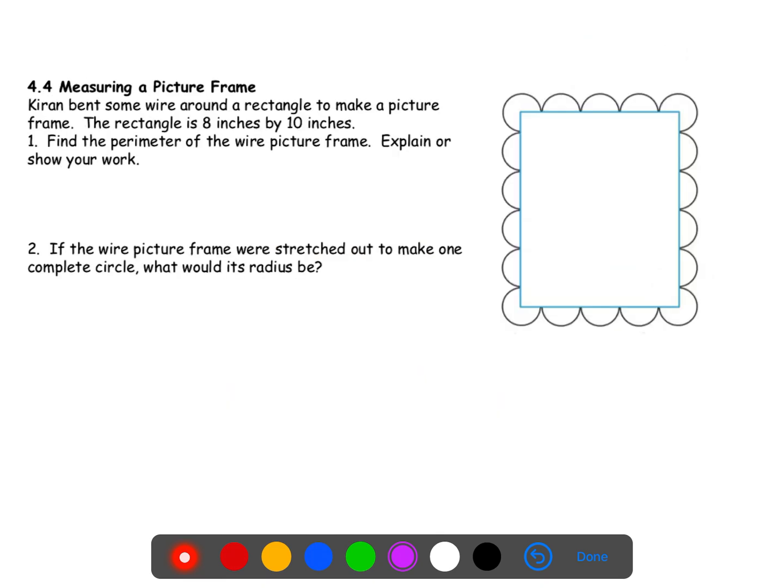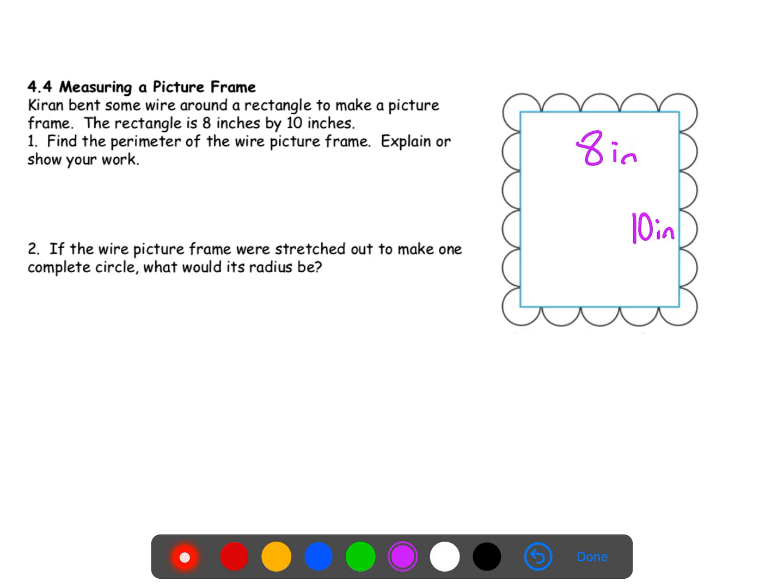Now let's take a look at the next activity. I really like this activity. There's a lot of good problem solving in it. And it says Kieran bent some wire around a rectangle to make a picture frame. The rectangle is 8 inches by 10 inches. So we have the shorter dimension going horizontally here, 8 inches by 10 inches.